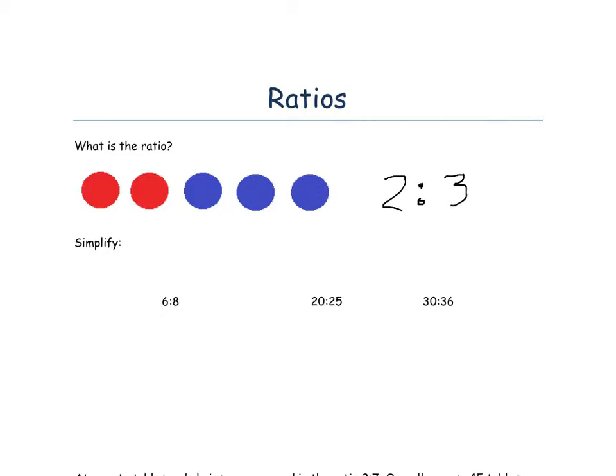When we look at simplifying ratios, it's a bit like simplifying fractions. We need to get our ratio into its simplest form, but remember that ratios can't contain decimals. So if we look at this first one, which is simplify 6 to 8, we should be able to spot that we can divide both of these sides by 2, because 2 goes into both 6 and 8. So this simplifies to 3 to 4.